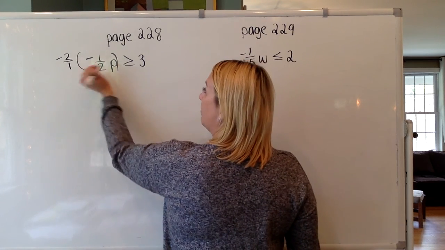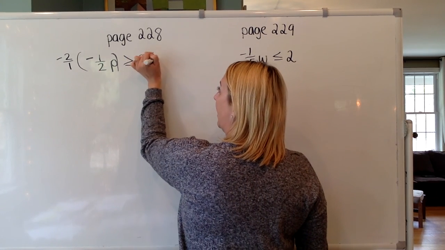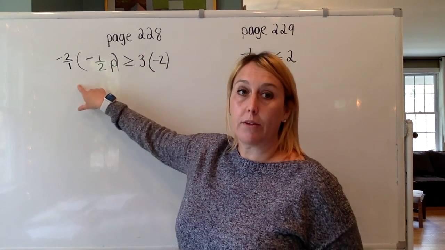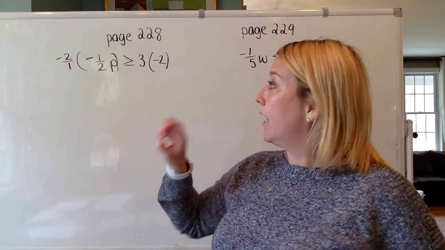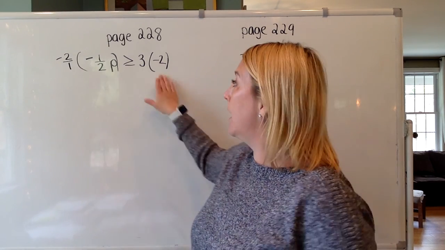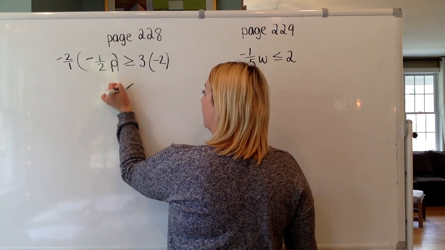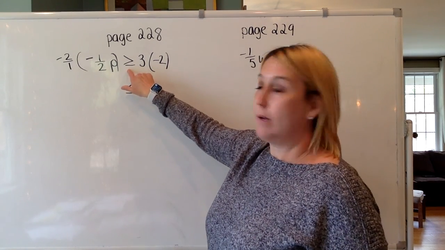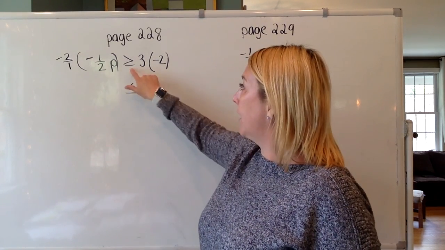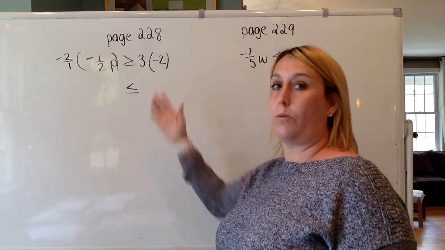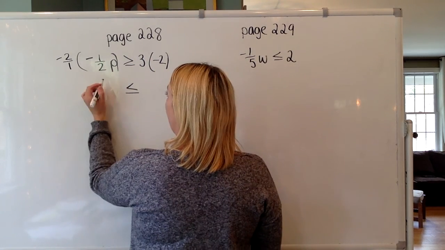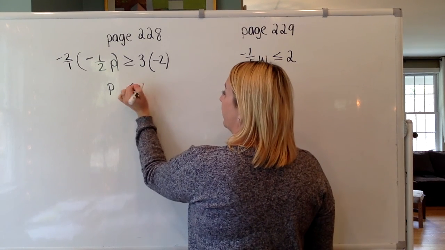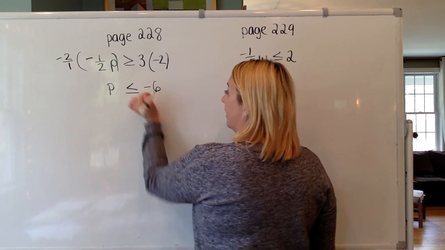But if we multiply by negative 2 on the left side of the inequality, we need to multiply by negative 2 on the right side of the inequality. And of course, because we're multiplying by a negative, we at this point need to flip the inequality, okay? Because we're multiplying by a negative. So we need to flip the inequality. So at this point, now we have positive p is less than or equal to negative 6.